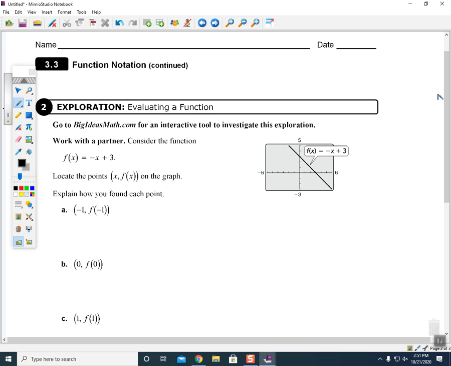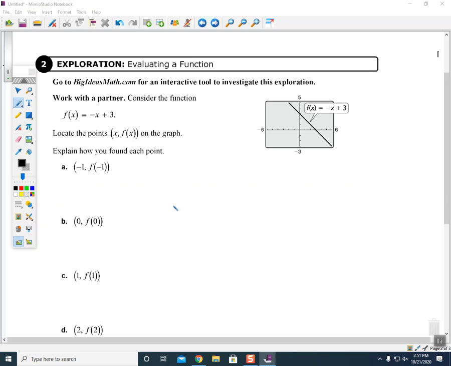So we're looking at this function, f of x equals -x plus 3. We want to locate each of these points. My first one is at -1, f of -1. If you remember, f of x equals y. That's what I'm looking for. f of x is the same thing as saying y. So in this case, I first need to figure out what is f of -1.